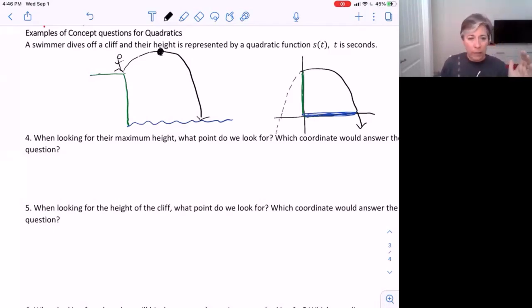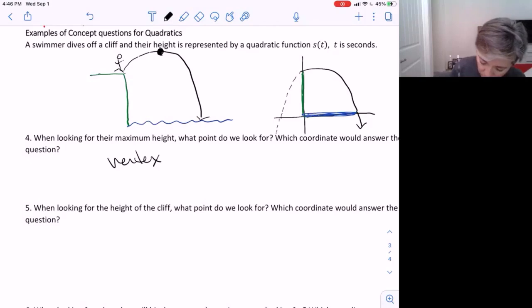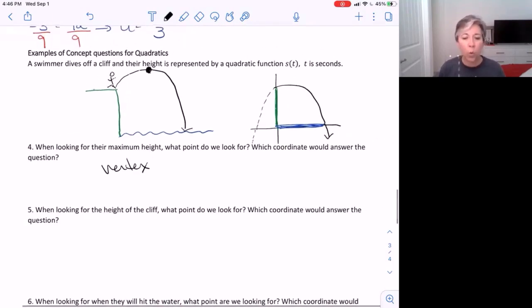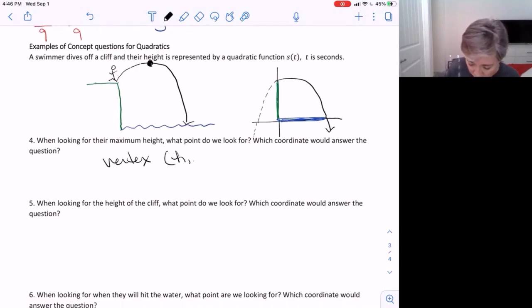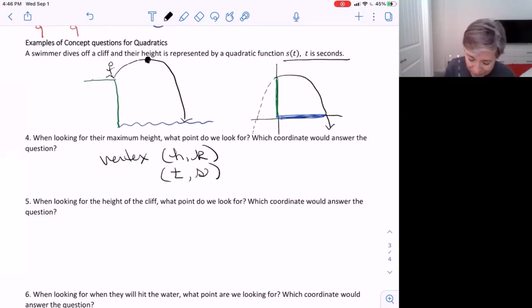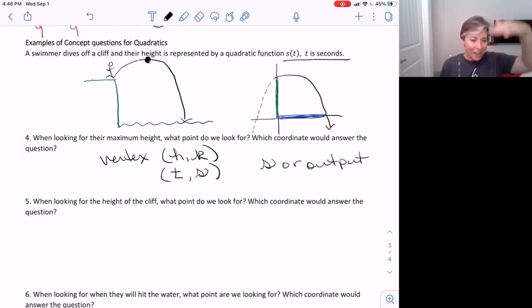And what do we call that point? The vertex. And when looking for that maximum height, we look for the vertex. Then it asks which coordinate would answer the question. Well, we're used to it being h and k, but in the context here, t is our input and s represents our height. So s, or the output, would answer our question, because we want to know the height that he's at, not how long it took him to get that high.